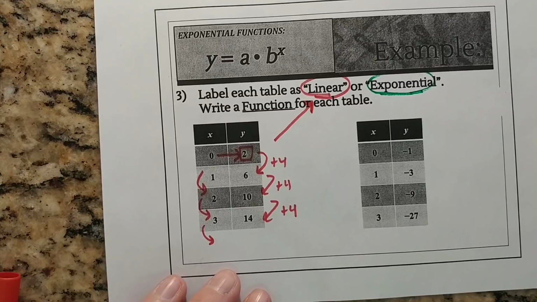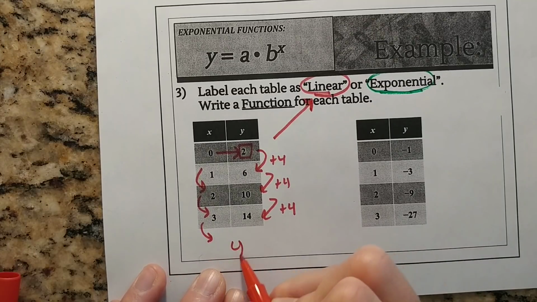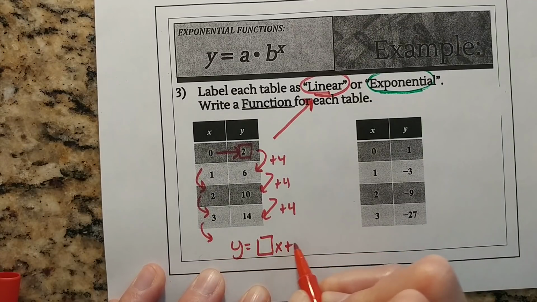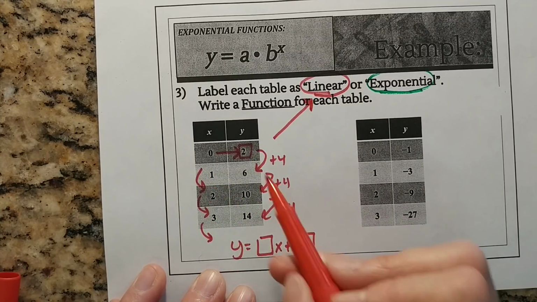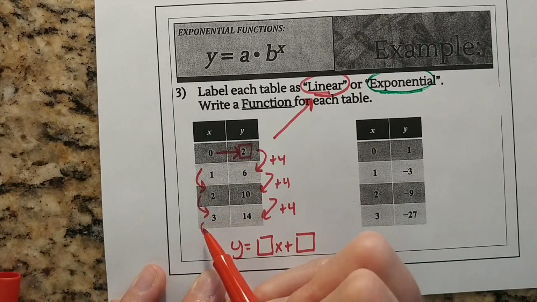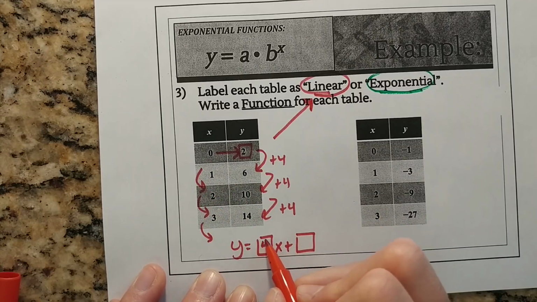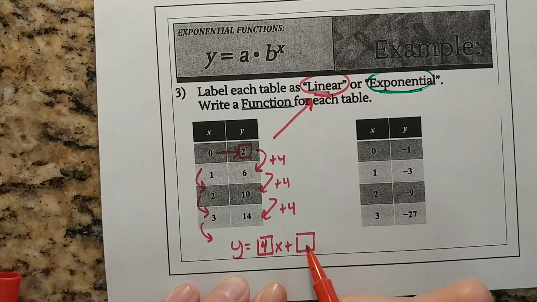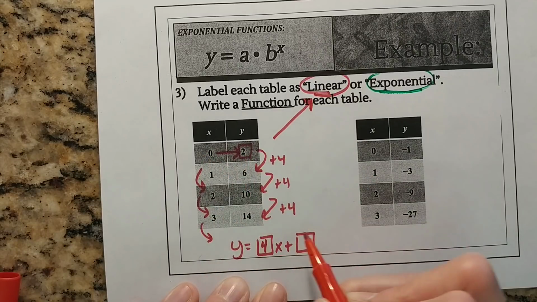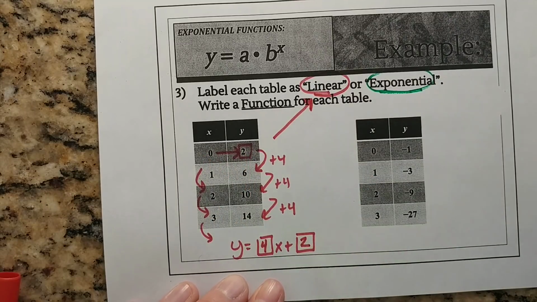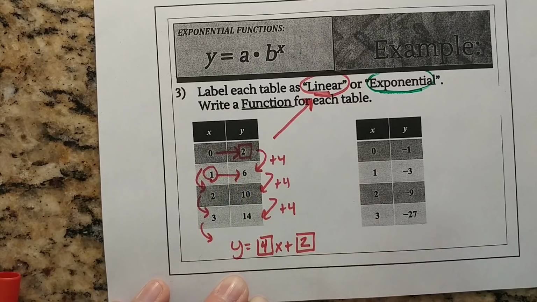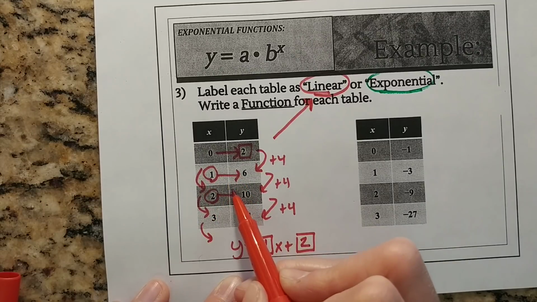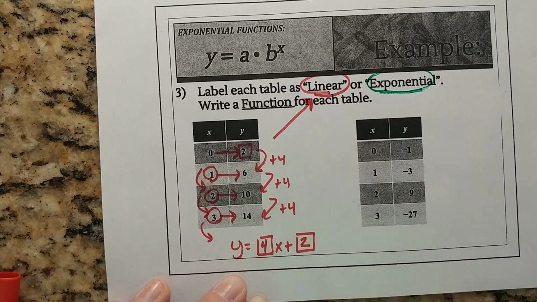So let's write the rule. y equals mx plus b. We know that our constant change is our slope. Looks like we have plus 4 over plus 1, 4 over 1, or 4. And then our y-intercept is right here. That's where the function starts. That's 2. So my rule for this table would be y equals 4 times x plus 2. If I take x, multiply it by 4, and add 2, I get across the table. You see how it works?